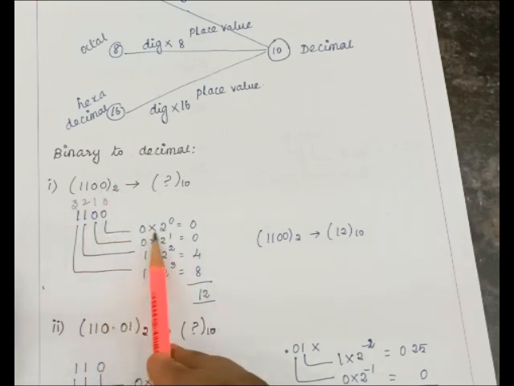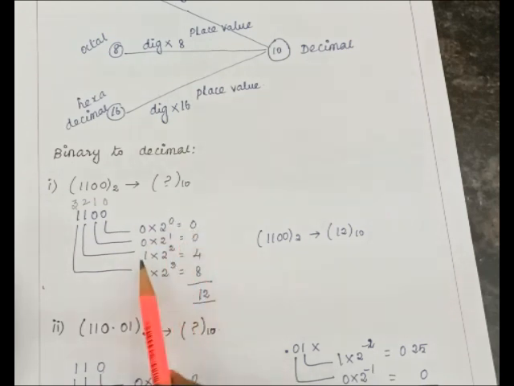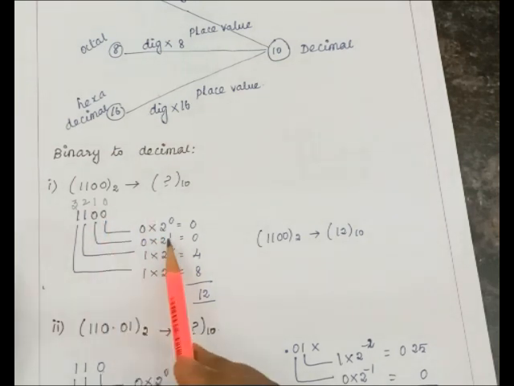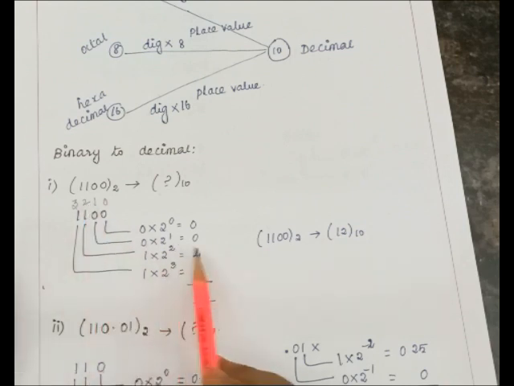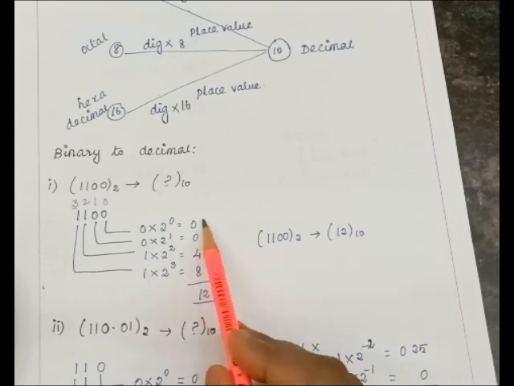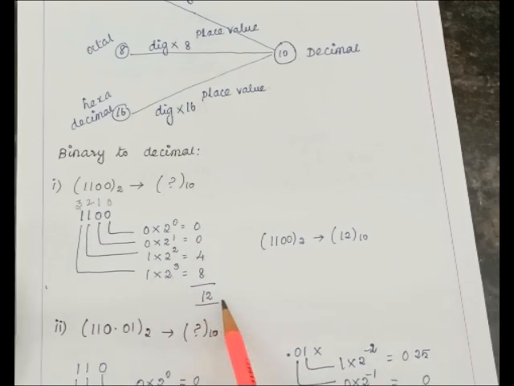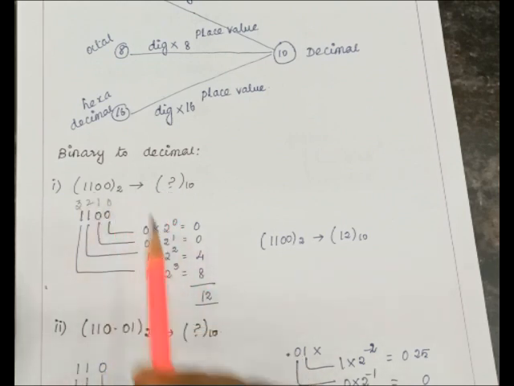So this 0 is multiplied with 2 power place value, 2 power 0, which is equal to 0. This 0 is multiplied with 2 power its place value, that is 1, equal to 0. This 1 is multiplied with 2 power its place value, that is 2, 1 into 2 power 2 equal to 4. This 1 is multiplied with 2 power its place value, that is 2 power 3 equal to 8. Adding those values we get 12. So 12 is the equivalent decimal number for this binary number.